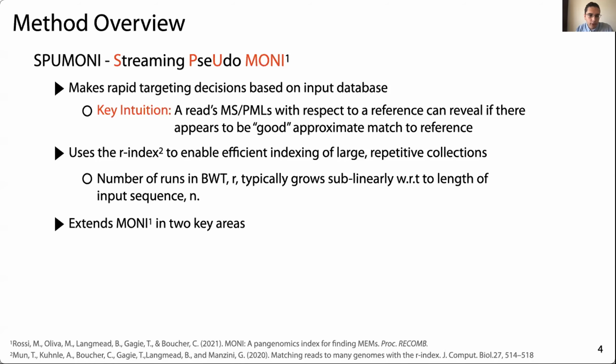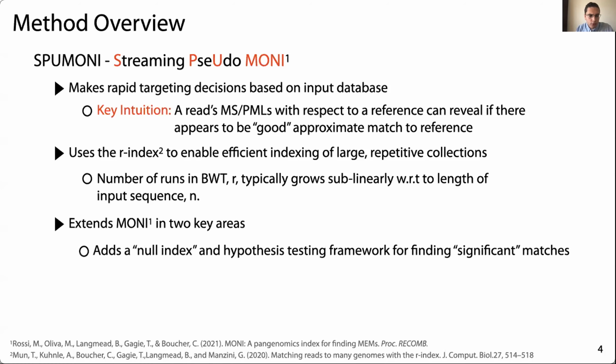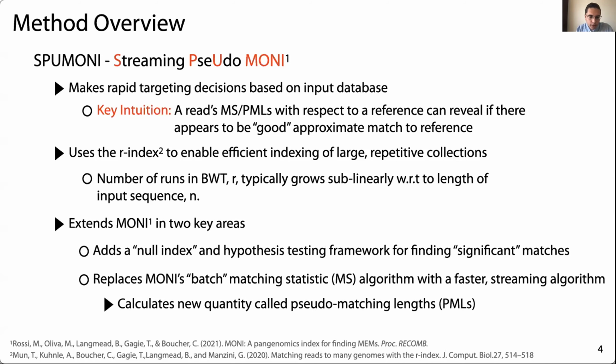And then I just wanted to highlight 2 key areas of SPUMONI that extend upon MONI. So the first one is that SPUMONI adds a null index as well as a testing framework to be able to distinguish what's a significant match to the reference. And it also replaces MONI's 2-pass matching statistic algorithm with a faster streaming algorithm. And it calculates a new quantity, which we're calling pseudo matching lengths.